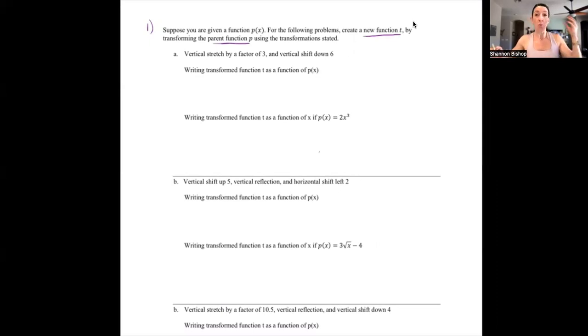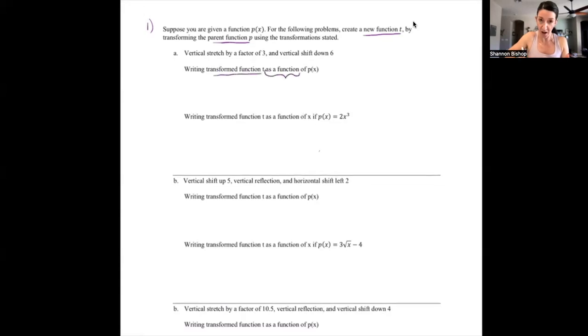Okay, so one of the ways that we ask you to report these answers is writing the new function as a function of the original. And when I call it the original, I'm just calling it p of x. I don't know what kind of function it is. Is it a line? Is it a squared graph? Is it a cubed graph? I have no idea. I just know that his name is p.